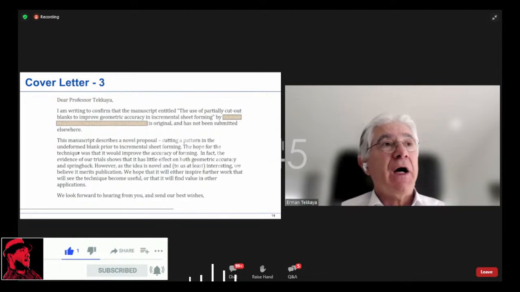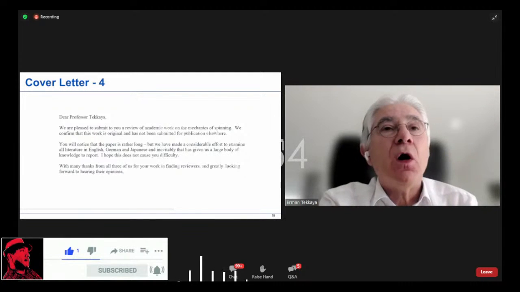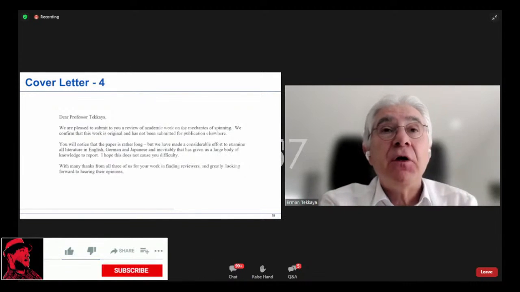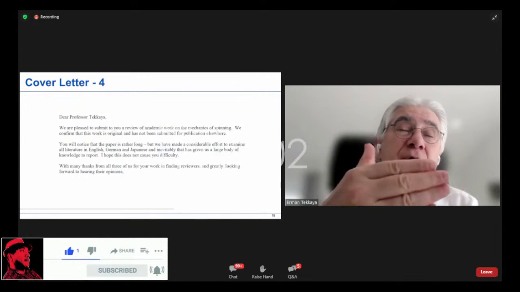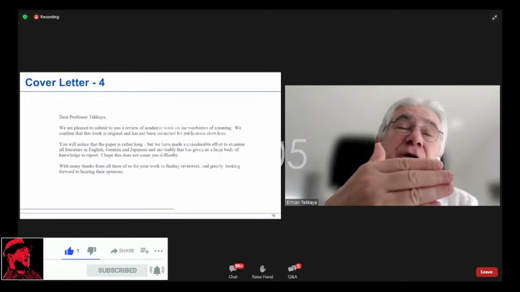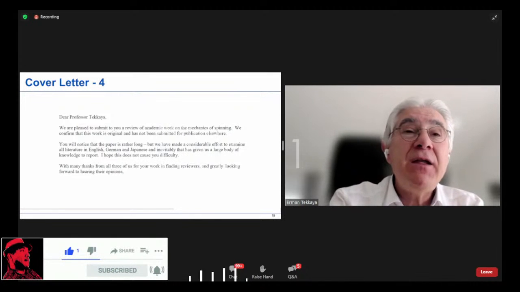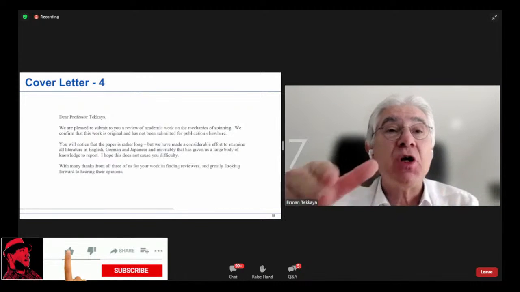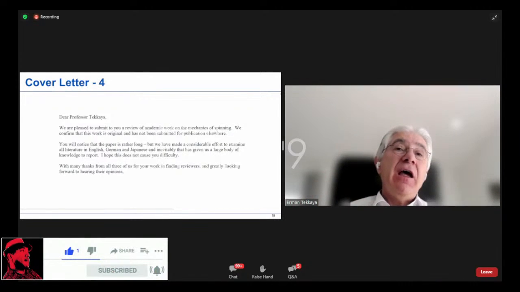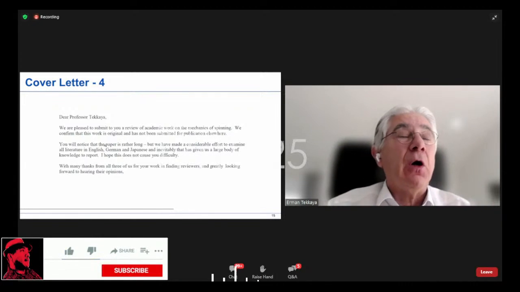And this is also a nice cover letter because the author recognized that the paper was too long. So he wrote a review on the mechanics of spinning, and the paper was quite long. Usually editors do not like too long papers, but you will notice that the paper is too long, but we have made a considerable effort to examine the literature in English, German, and Japanese. And by that, the authors explain the reason why the paper is so long.